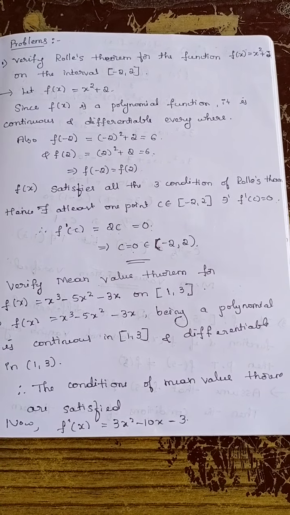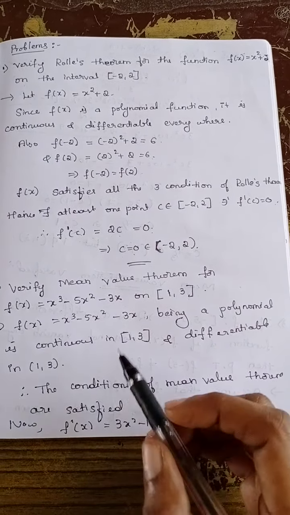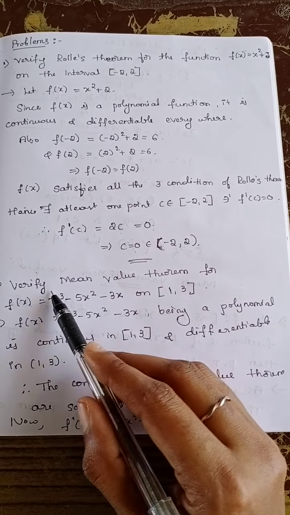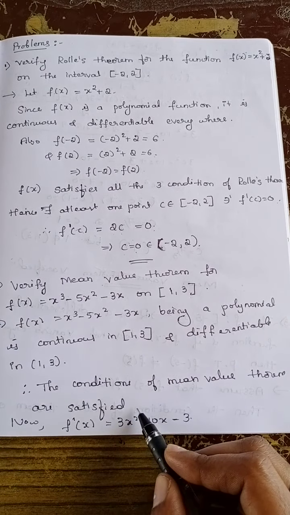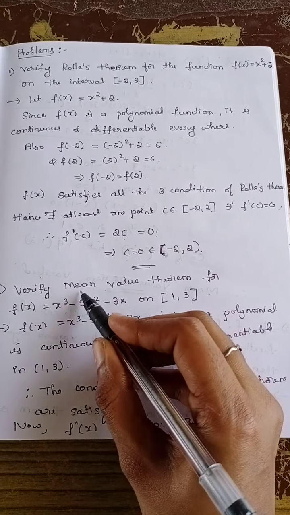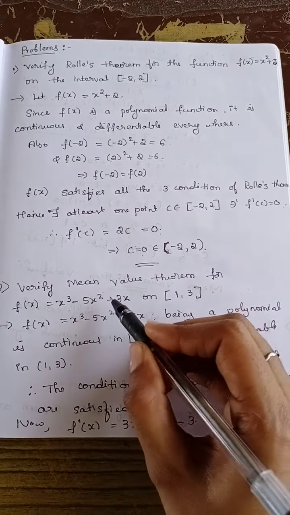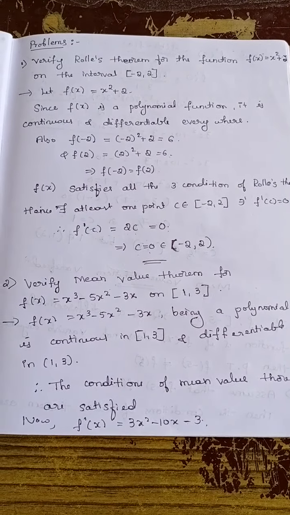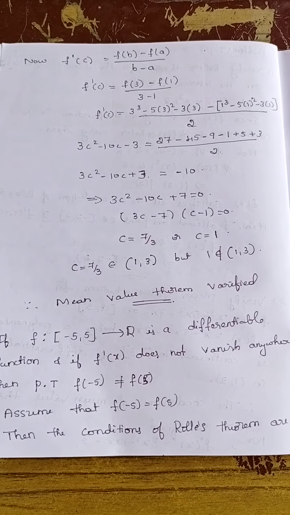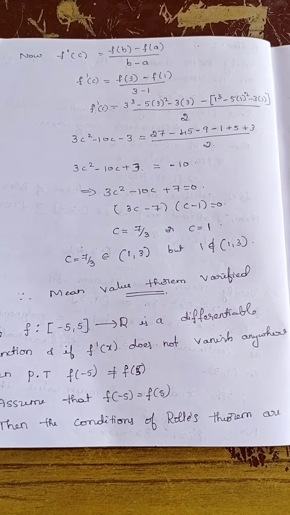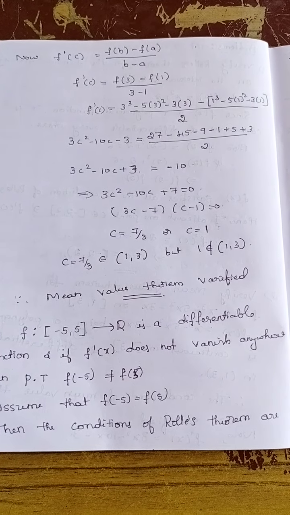For that we have to find f'(x). Differentiate f(x) with respect to x. We get the differentiation of x cube is 3x square, minus the differentiation of 5x square, which is 10x, minus the differentiation of 3x, which is 3. Now by using the formula of the mean value theorem, that is f'(c) is equal to f(b) minus f(a) divided by b minus a.